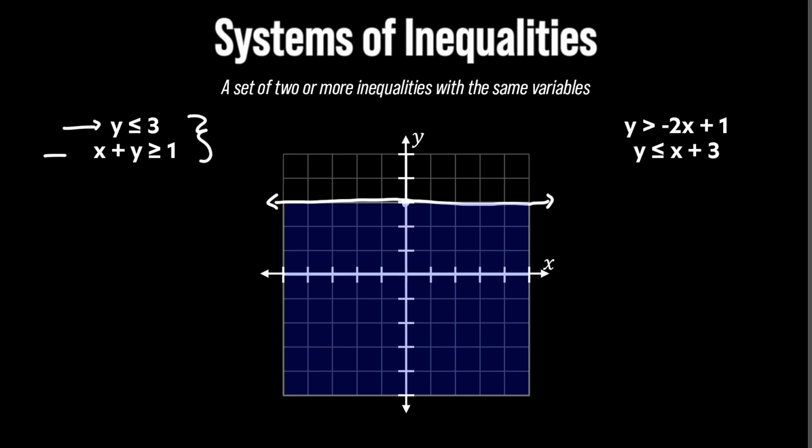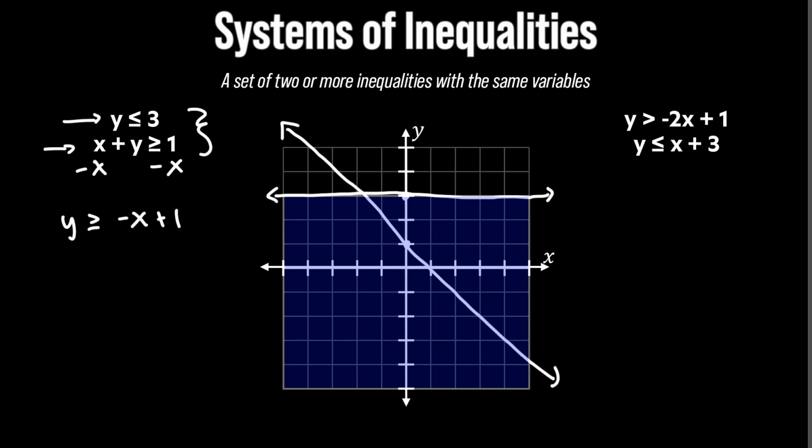The second equation is x plus y is greater than or equal to 1. Let's write this in slope-intercept form. So we're going to subtract x from both sides, and we're going to get y is greater than or equal to negative x plus 1. This line has a y-intercept of 1, and its slope is negative 1. So the line is going to look something like this.